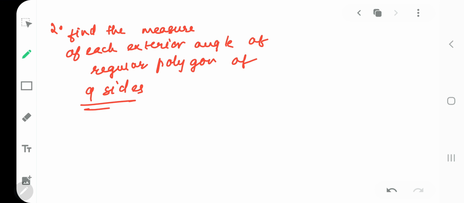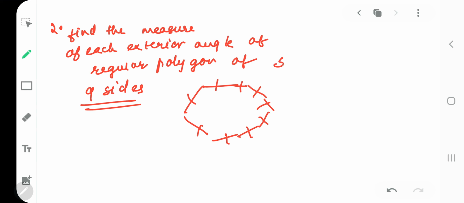Now, a 9-sided regular polygon you have, and you have to find the measure of each exterior angle. My dear kids, for finding the measure of each exterior angle, I'll request you to first find, see it is 9-sided: 1, 2, 3, 4, 5, 6, 7, 8, 9. Okay, 9-sided polygon. So first you have to find the sum of all interior angles.